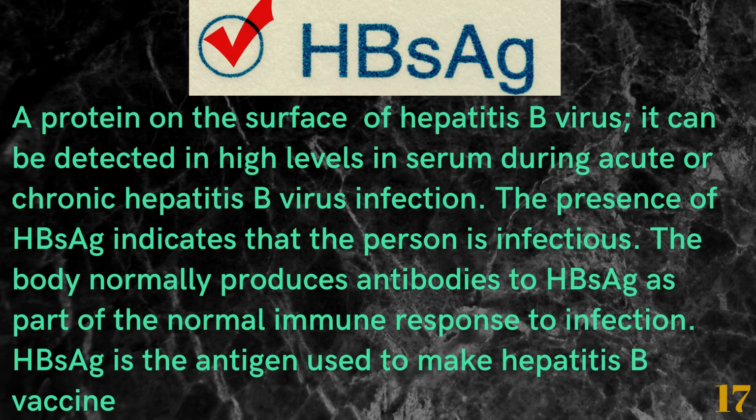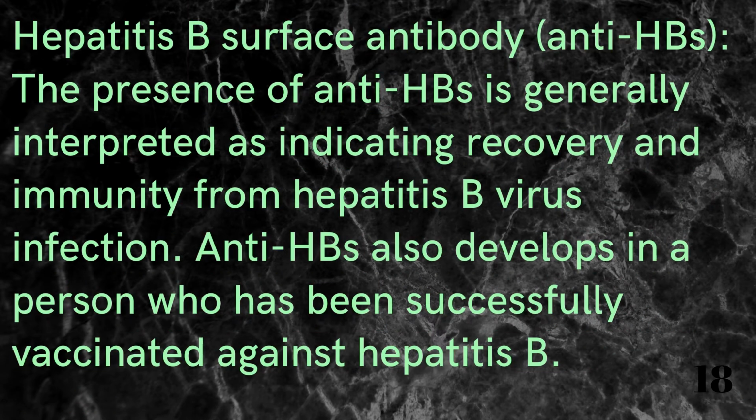Hepatitis B core antibody is present in those with acute infections and chronic infections, and in patients who have recovered. So it's not diagnostic. You can find it in acute infection, in chronic infection, and in patients who have recovered. To distinguish between acute and chronic infection, we use IgM core antibody and IgG core antibody.